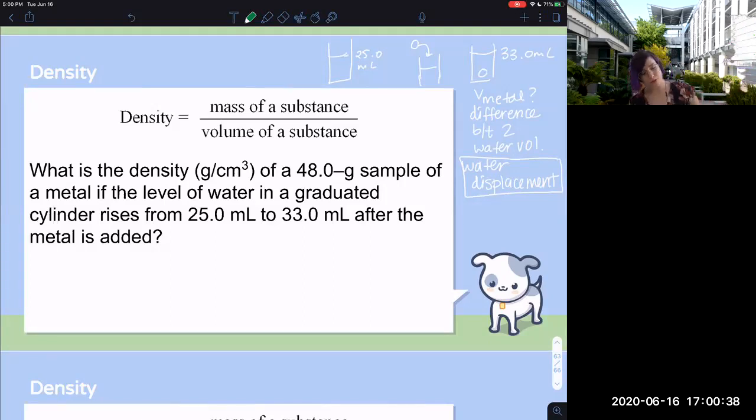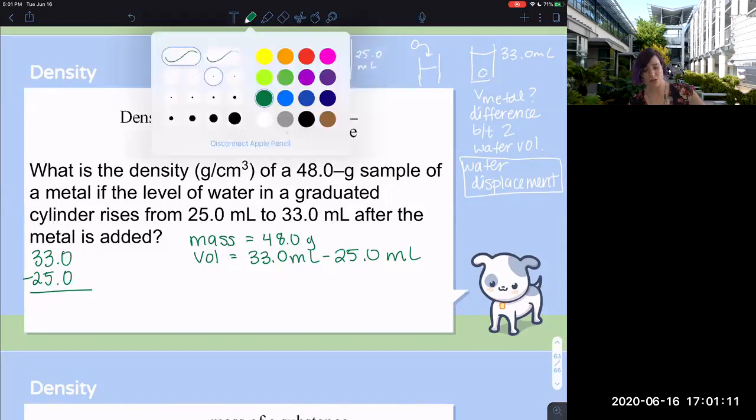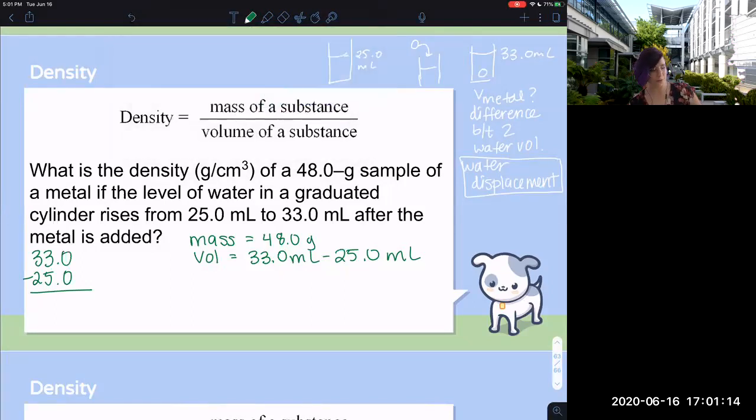Okay, so let's see, my mass is given to me. My volume is going to be 33 minus 25. Here's a perfect example of where we need to use multiple sig fig rules. Y'all see this? So think about sig figs. 33 minus 25, look at those point zeros. Can't leave them off. They're significant. The person that's measuring this is telling me, hey, it's 33 and I think it's right on that line. So I'm gonna say 33.0. So we can't just not include what you wrote here.